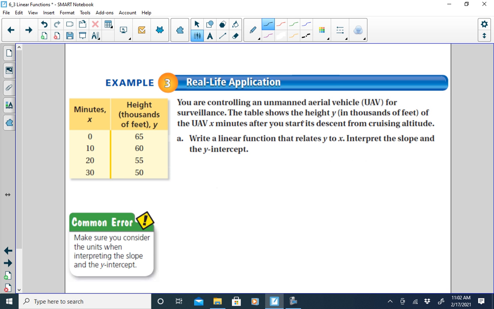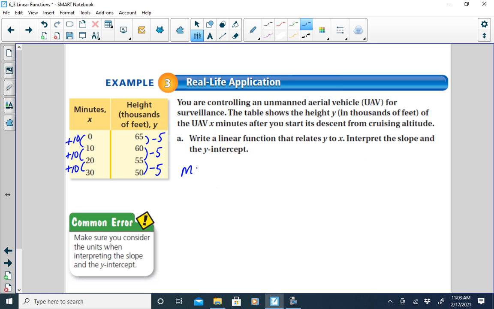Okay, here's another example. It says you are controlling an unmanned aerial vehicle, UAV, for surveillance. The table shows the height y in thousands of feet of the UAV x minutes after you start its descent from a cruising altitude. Part A asks us to write a linear function that relates y to x, interpret the slope, and interpret the y-intercept. Well, we need our change in y. We see a decrease of 5 each time. Our change in x, we're seeing an increase of 10 each time.